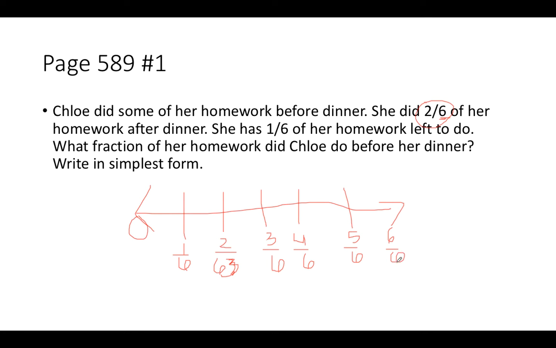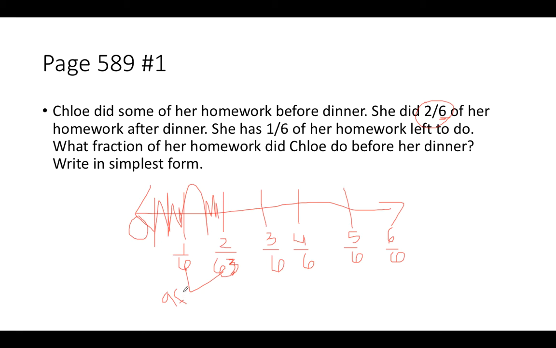Just a reminder, any number over itself is always 1. So 8 over 8 would be 1, 5 over 5, because that means 6 things out of 6 parts. So that's the whole thing. Okay, so let's see what she did here. She did 2/6 of her homework after dinner. So 2/6 would be 1 here and 1 here. So that's 2/6. So she did this after dinner.